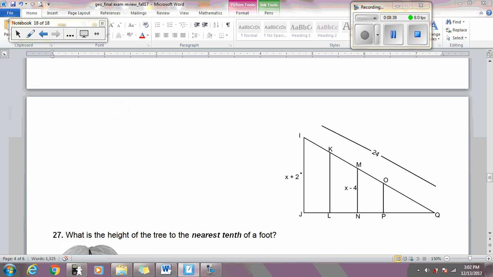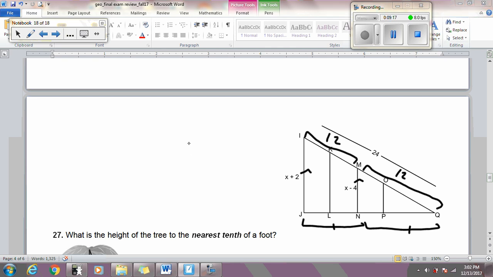So IJ is parallel to MN, and the distance from I to M is the same as from M to Q, because M is the midpoint. So if the whole thing is 24, that means each part is 12. N is the midpoint on this side, so J to N is the same as Q to N. We don't know how much, but we know they're the same. But we have more than enough information to correctly set up our proportions.